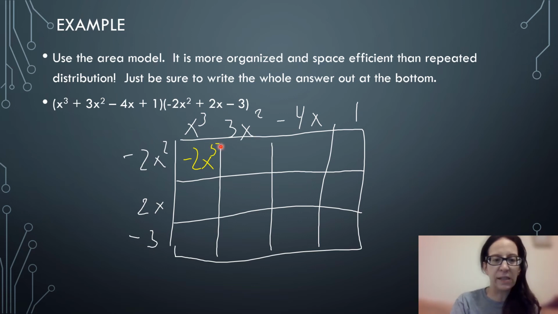Next one over is negative 2x squared times 3x squared. And again, we're going to add these exponents together. 2 plus 2 is 4. And so that'll be negative 6x to the fourth.